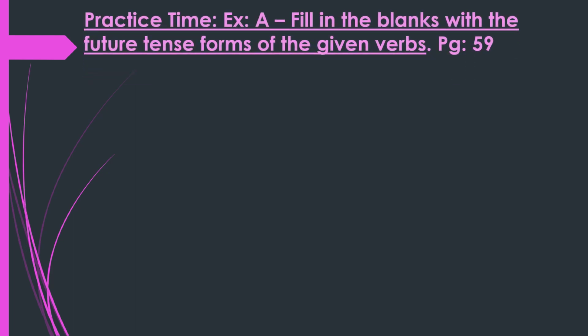Now children, I hope these few examples have made it easier for you to understand what future tense is all about. Now let us go ahead and practice a little. Let us go ahead and solve the exercises that are given to us in our book. I want you to open page number 59. On page 59 we have exercise A, which tells us, fill in the blanks with the future tense forms of the verbs given.